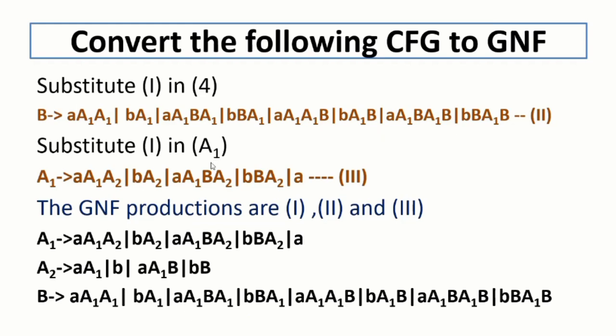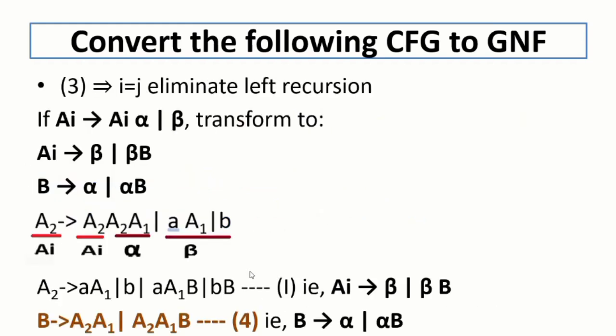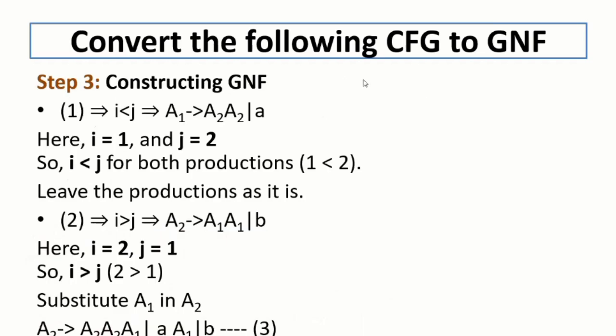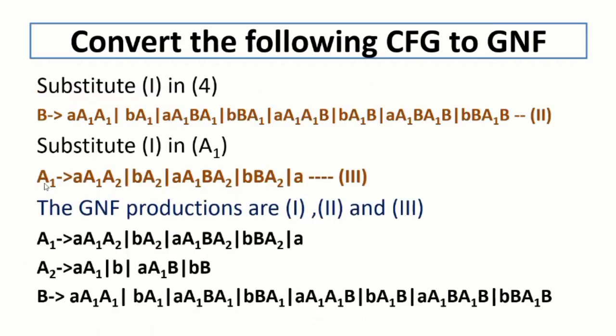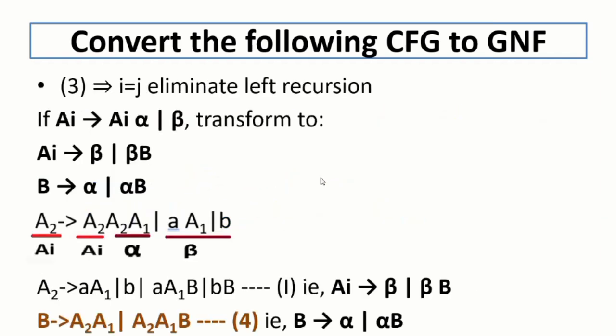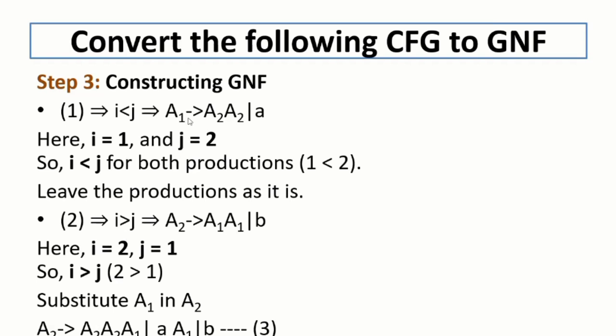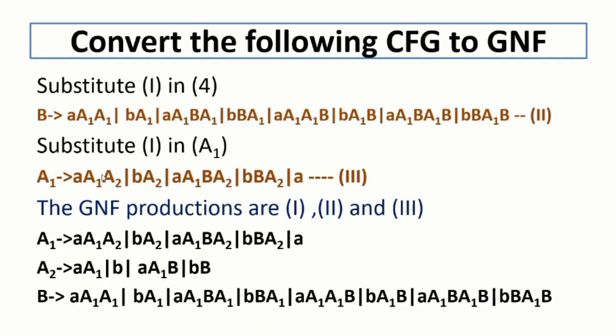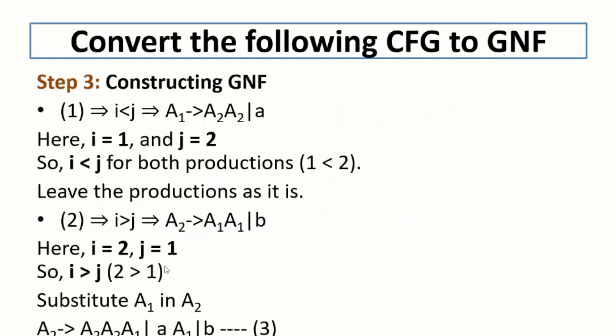Still, we need to find the Greibach normal form of the A1 production. Substitute the A2 production, that is Roman numeral 1, in the A1 production, that is equation number 1. You will get A1 tends to A1 A2 or B A2 or a A1 B A2 or B A2 or a. For your understanding, here A2 contains a A1. Instead of A2, you substitute a A1, then you will get a A1 A2. Next, B: here you substitute B A2, then write B A2.